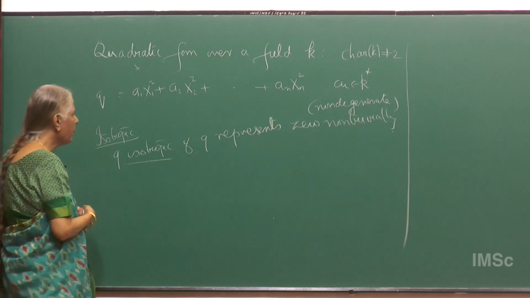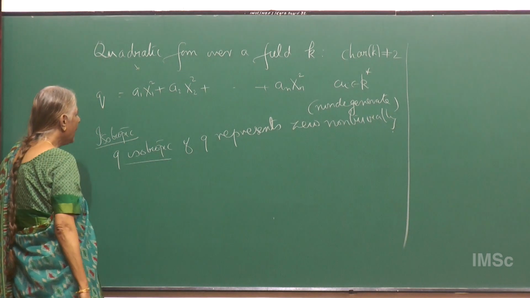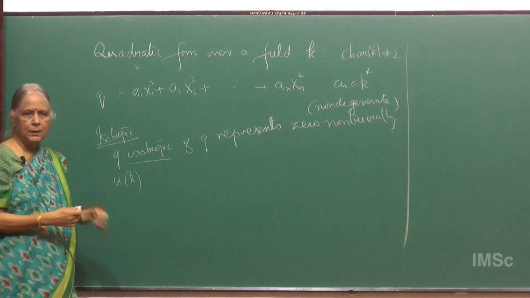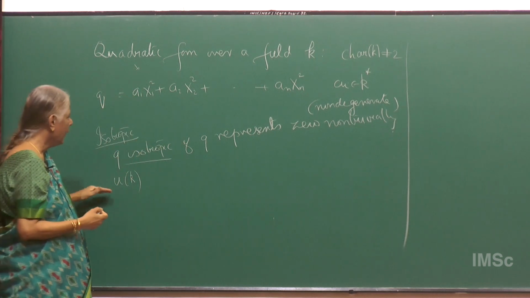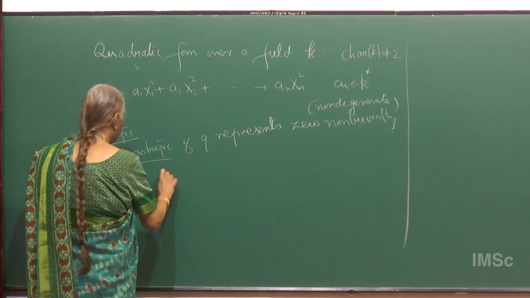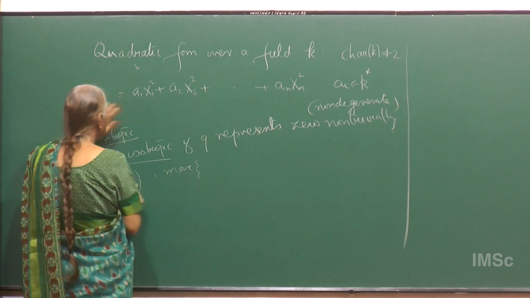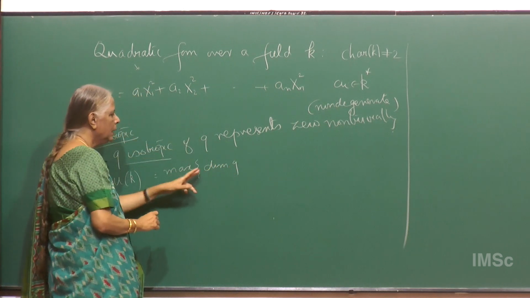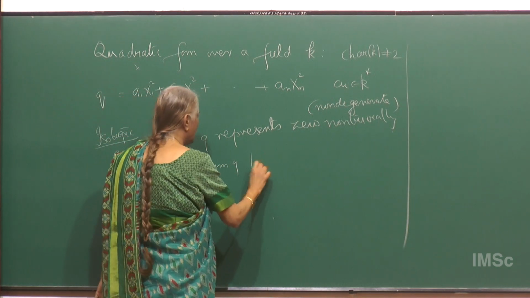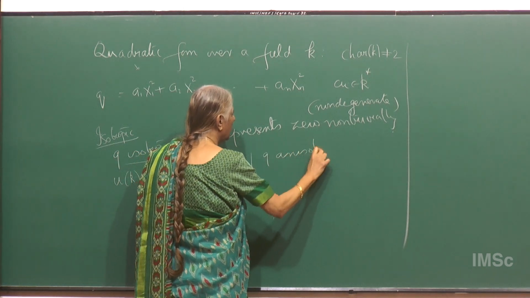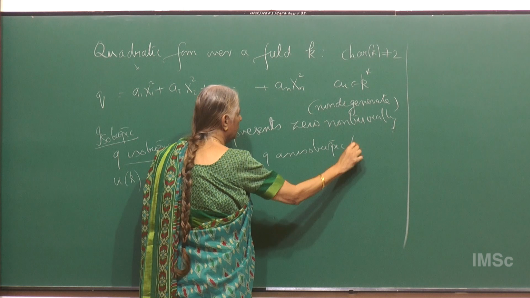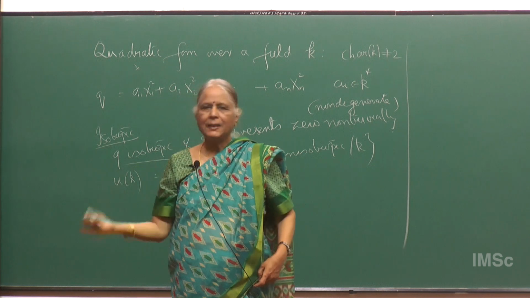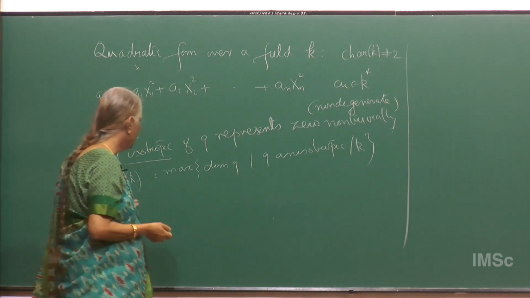So you can define an invariant called the U invariant of the field. Just for short, instead of each time repeating the whole thing, I'll define the U invariant to be the maximum of this n, the number of variables, which is called the dimension of Q. It's the maximum of the dimensions of quadratic forms Q that are anisotropic over K. You take anisotropic forms, take their dimensions and take the maximum of these dimensions. That you can call the U invariant.